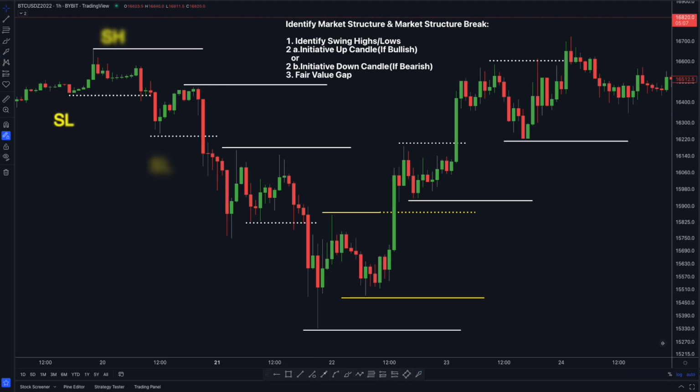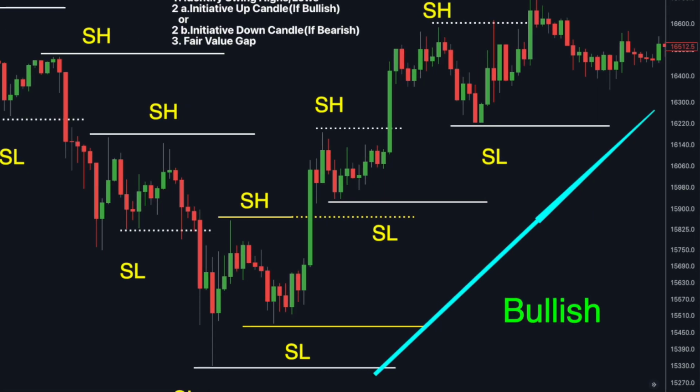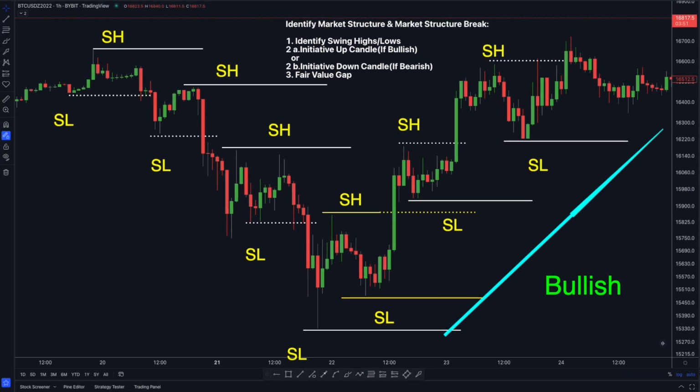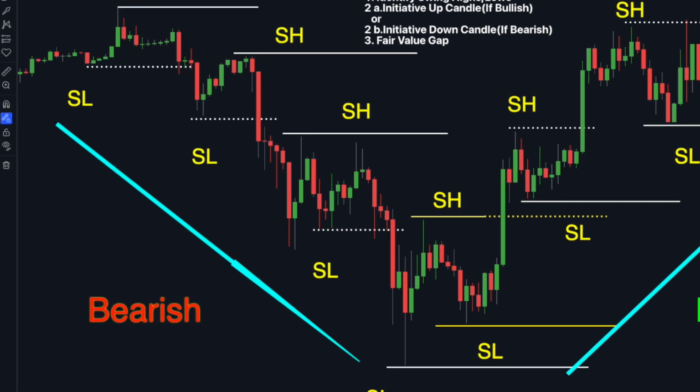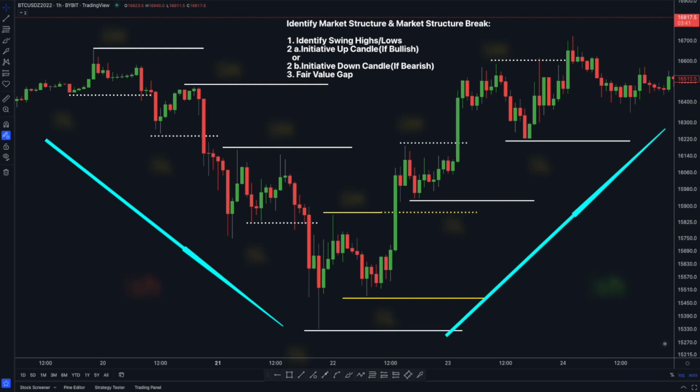So applying the same concept, we can clearly see how easy it is to identify swing highs and swing lows. And as soon as we do that, then we can compare the swing highs and swing lows to the previous ones, and if they are higher than the previous ones, the market structure is bullish, and if they are lower than the previous swing highs and swing lows, the market structure is bearish.